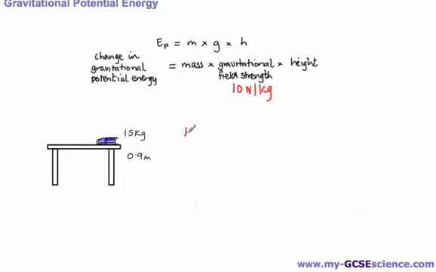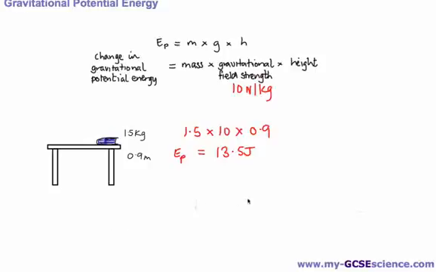We've got mass of 1.5 times 10 times 0.9, and therefore the gravitational potential energy for this object here, the book on the table, is 13.5 joules. So not very much at all considering the kind of numbers we've been working with just now.